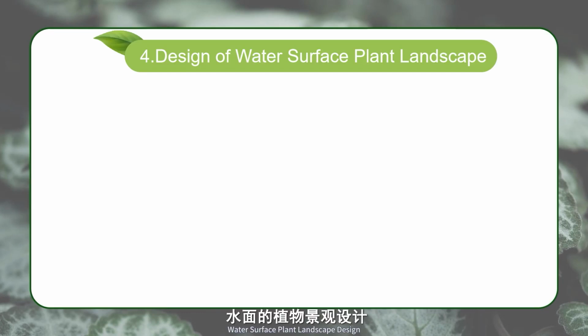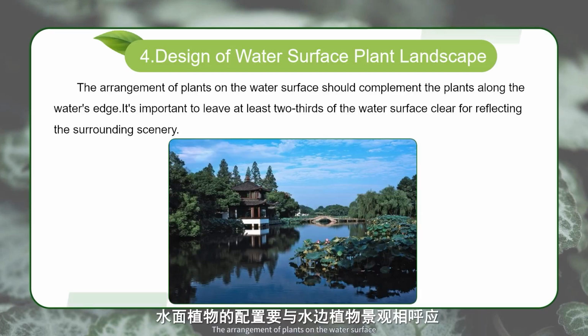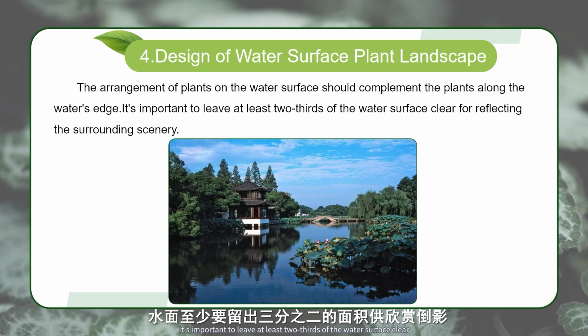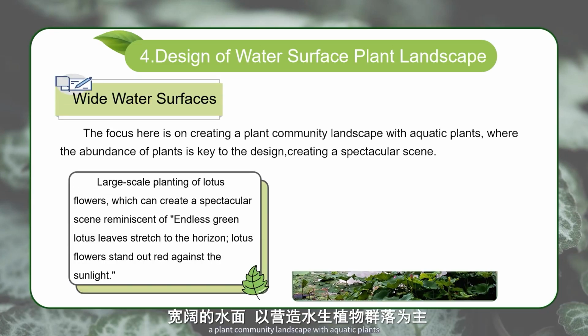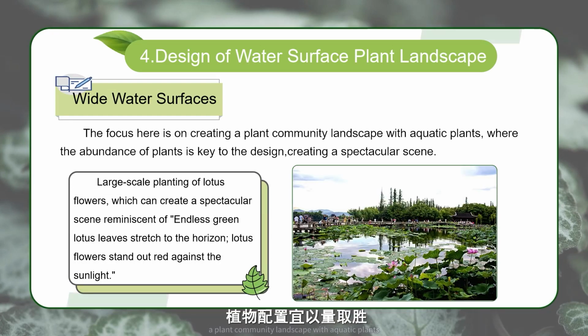Water surface plant landscape design. The arrangement of plants on the water surface should complement the plants along the water's edge. It's important to leave at least 2/3 of the water surface clear for reflecting the surrounding scenery. Wide water surfaces. The focus here is on creating a plant community landscape with aquatic plants, where the abundance of plants is key to the design.